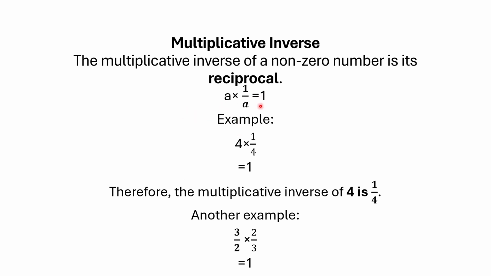And we have a multiplicative inverse here. The multiplicative inverse of a non-zero number is its reciprocal. So a times 1 over a is equal to 1. Example, 4 times 1 over 4 is equal to 1. Why is this so? Let's look at it. 4 times 1 over 4 is the same as 4 over 4, and then 4 cancels 4 and gives you 1. Similarly, 3 over 2 times 2 over 3, 2 cancels 2, 3 cancels 3, and that gives you the answer 1.